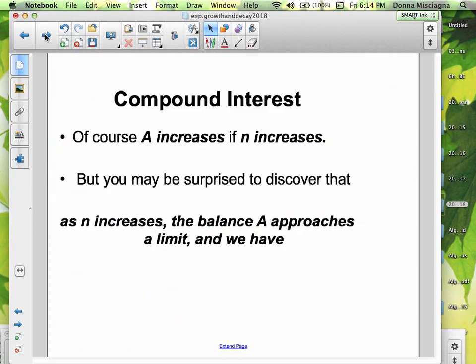So compound interest, of course, the amount of money you earn increases if n increases. But you may be surprised to discover that as n increases, the balance A approaches a limit. And we saw that on the last slide. And we have one of the most important numbers there is. It's right up there with pi in terms of its importance.